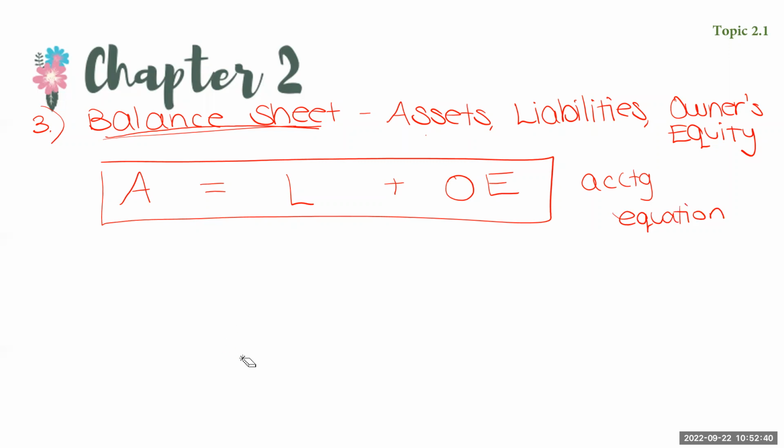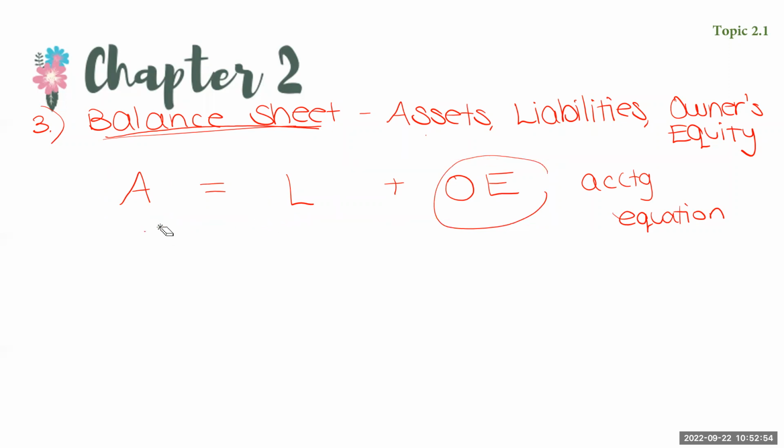It simply says that for every transaction, especially if there are any assets that result, those assets have to have a claim by either the creditors of the company or the owner of the company. So that's the reasoning behind this equation. And we'll deal more with that accounting equation later. For now, let's go ahead and define assets, liability, and equity.